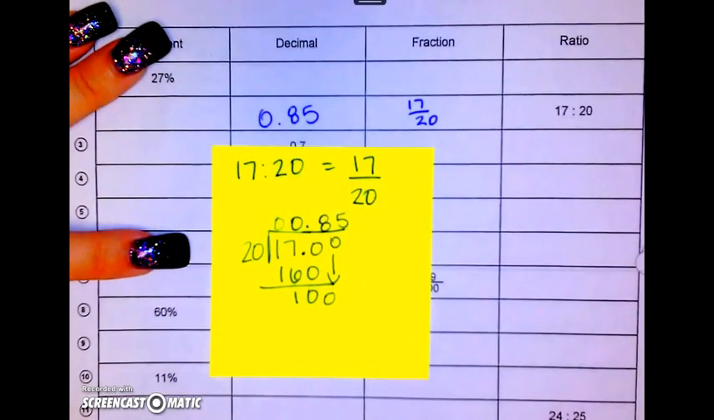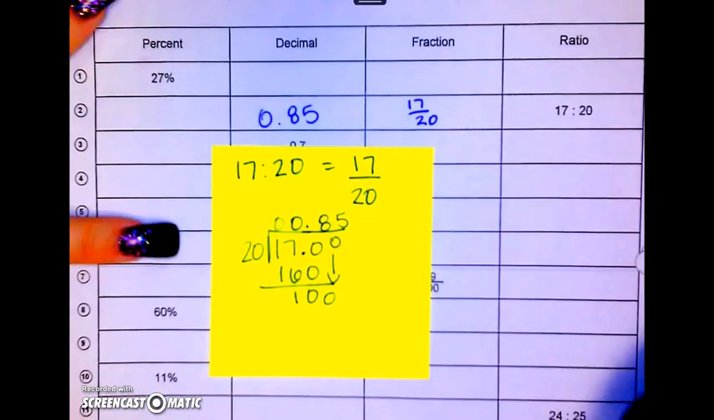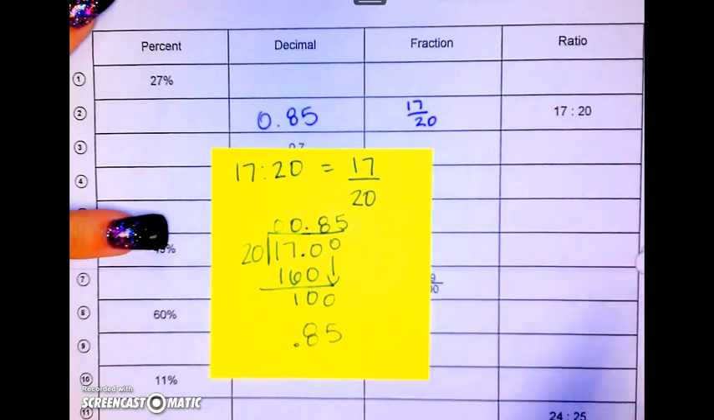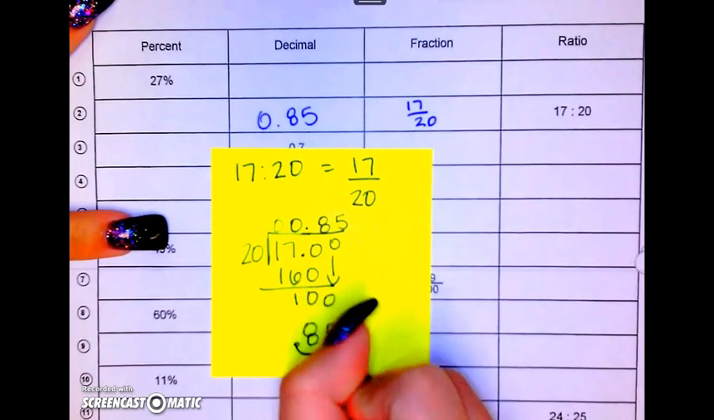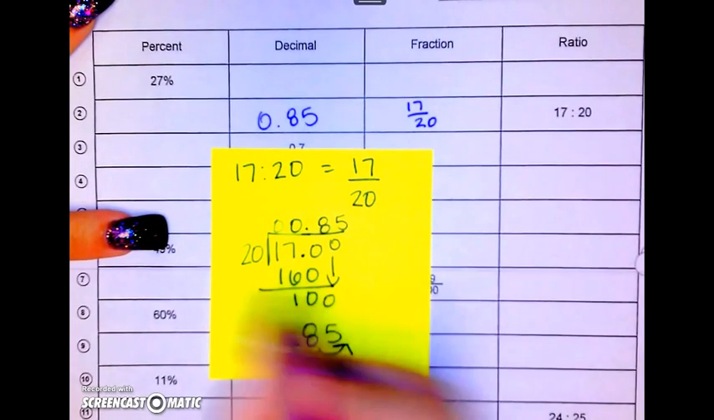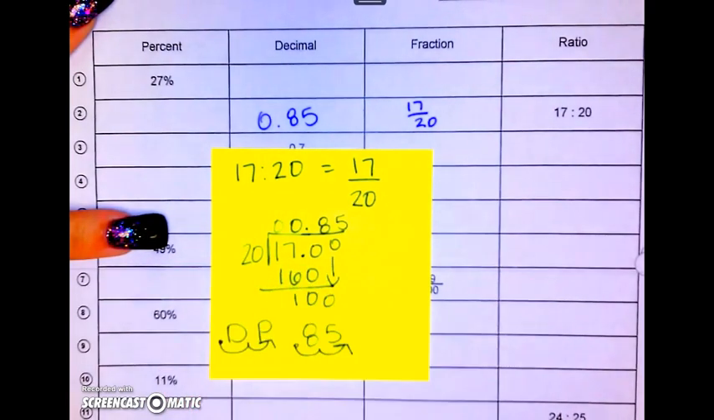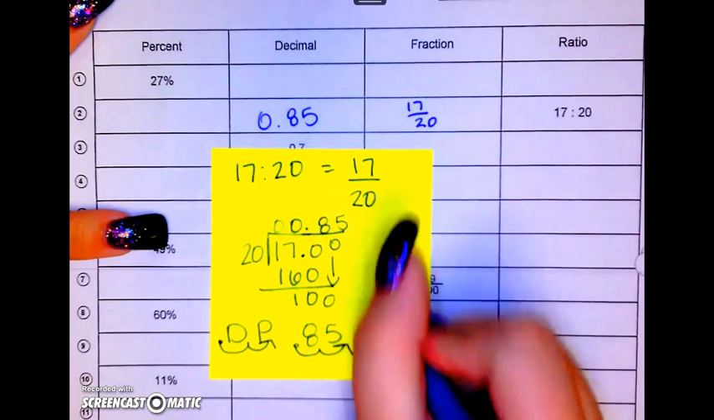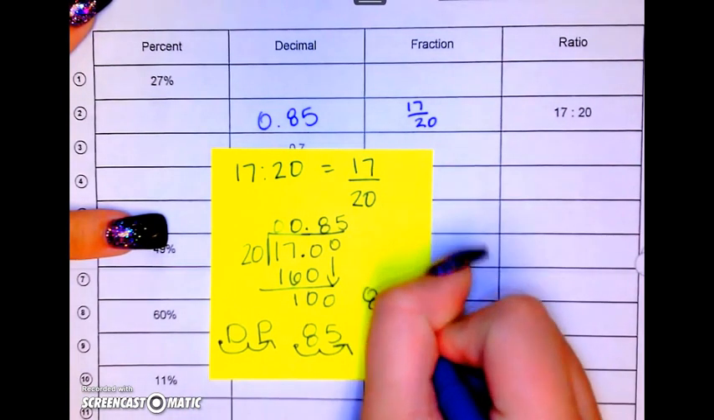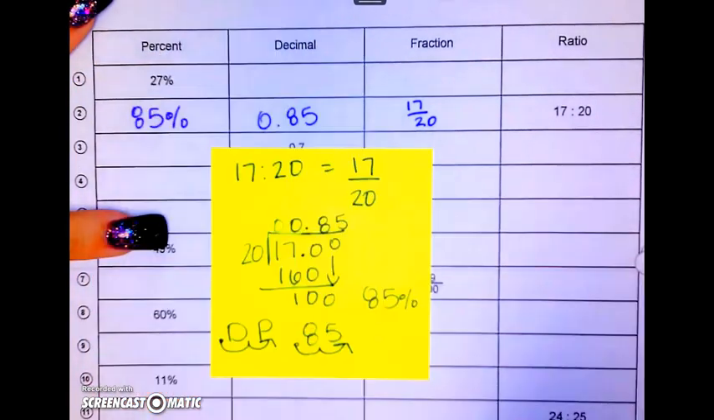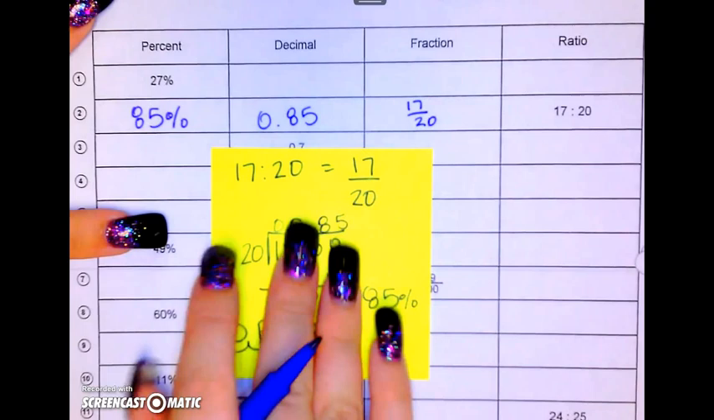Now, to convert that decimal to a percent, all you do is move the decimal point 2 times to the right. Okay? To go from a decimal to a percent, you move it over 2 times to the right. And you can use Dr. Pepper if you know what that is. So this percent is 85%. Alright? So there's one row we completed.